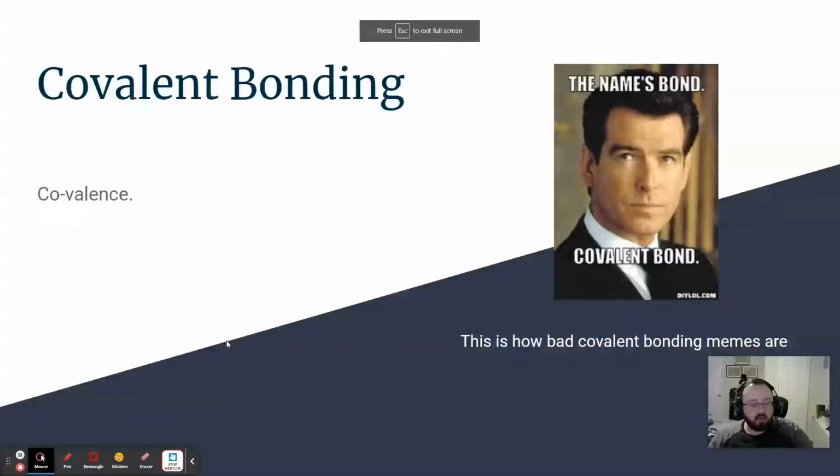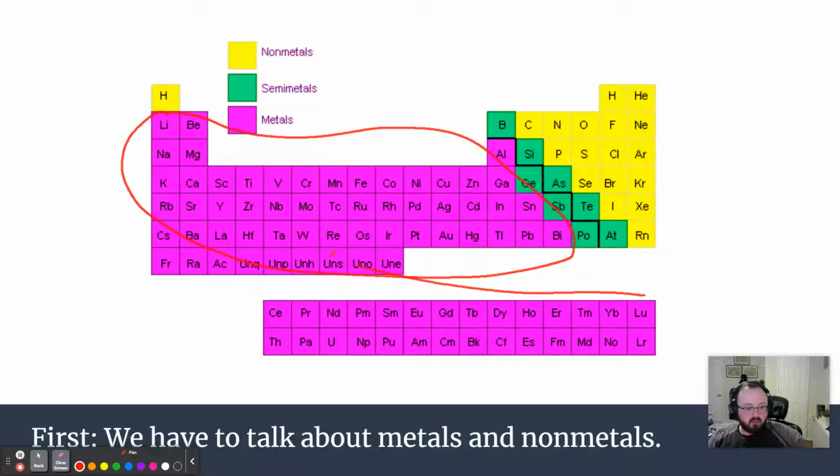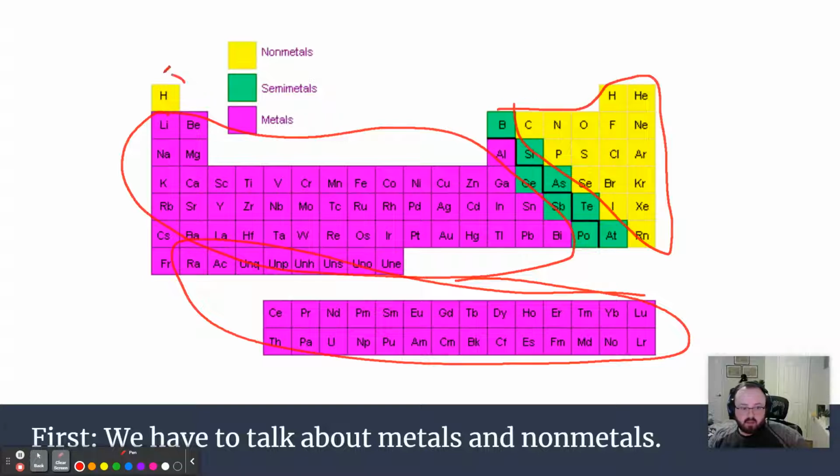I'm going to be able to use the typing here just to draw stuff out. Alright, so covalent bonding. The first thing I started out with is talking about metals and nonmetals. All you really need to know here is that metals are most of the periodic table. All this stuff, they are metals, and the nonmetals are these elements, and hydrogen. Hydrogen is a very important nonmetal. And then these elements in the middle here are metalloids, semi-metals. They're a combination of the two. It's just something that I need you guys to know, without really going into depth with it.